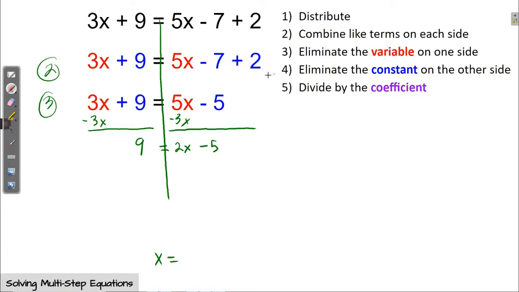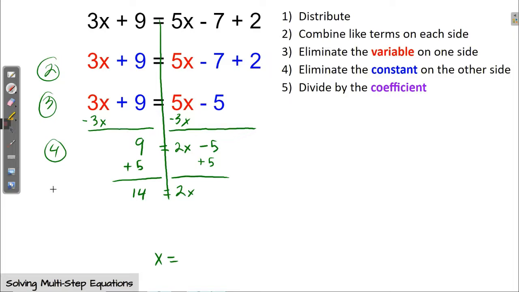All right, now I'm going to go into step 4: eliminate the constant on the other side. If I eliminated the variable on the left side, that means on the right side, I must eliminate the constant. Remember, you want to get your variables on one side and your constants on the other side. Here my constant is minus 5, so the opposite, or the inverse, would be to add 5. And what you do to one side, you do to the other. So we get 9 plus 5 is 14, is equal to, bring down my 2x. Negative 5 plus 5 cancels each other out.